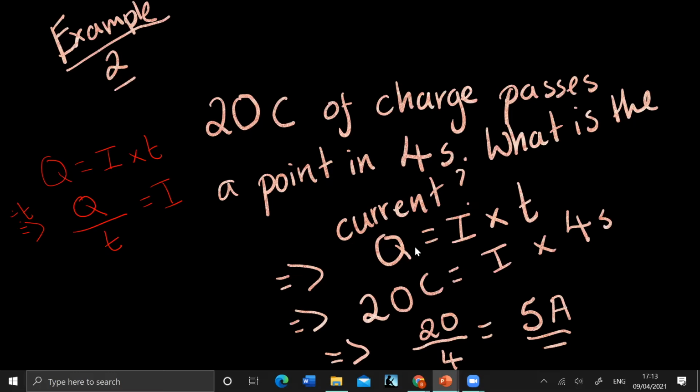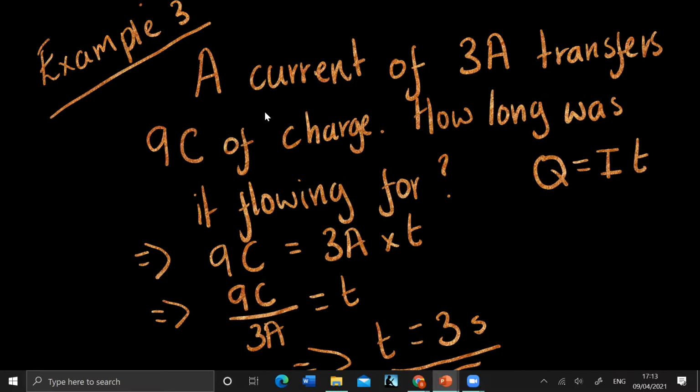Example 3. A current of 3 amps transfers 9 coulombs of charge. How long was it flowing for? Again, always write down the equation Q equals IT. This time we could have rearranged that first. When letters are written next to each other, it means they're multiplied. Often I'll leave out the times. You can keep it in, that's fine, but you're used to physics, you don't need to write it.